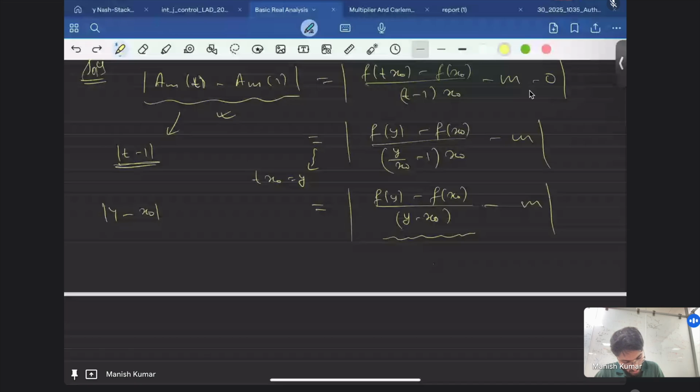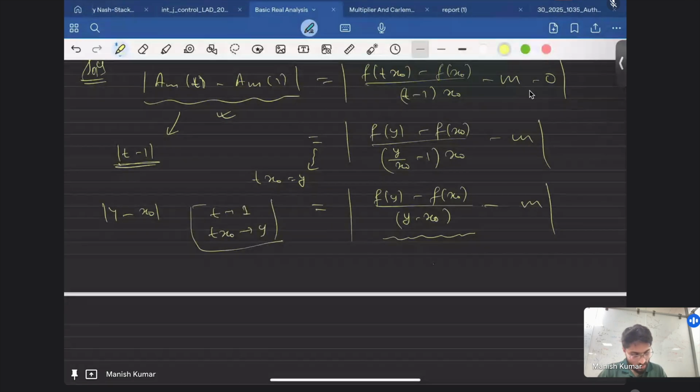So using this, let's put m equal to 0. So this is less than epsilon if |t minus 1| is less than delta for m equal to 0. So a0 in particular is continuous. This was just the definition, nothing else.